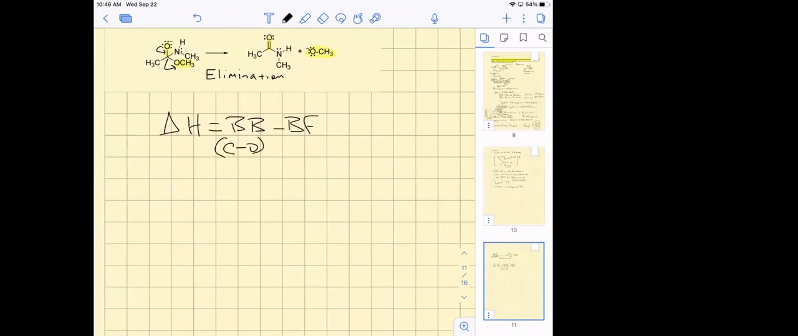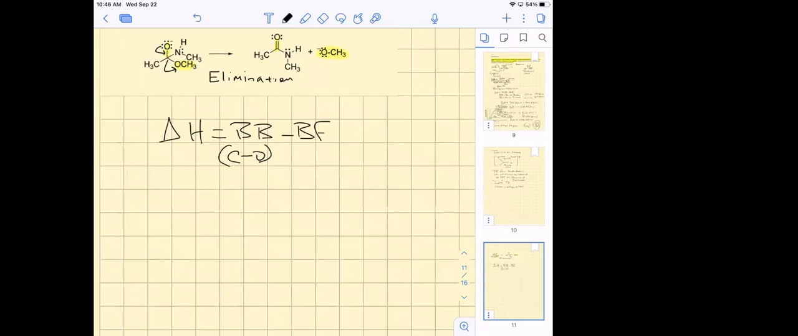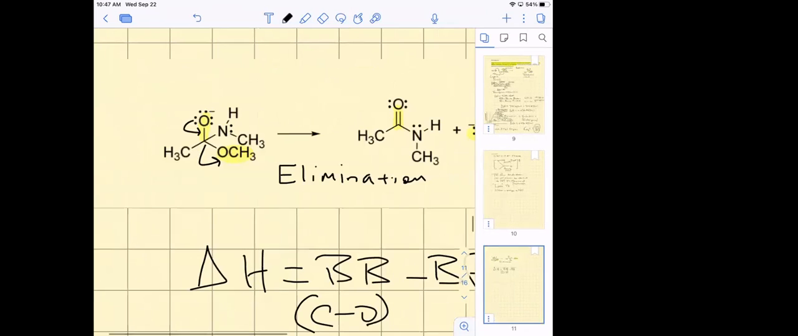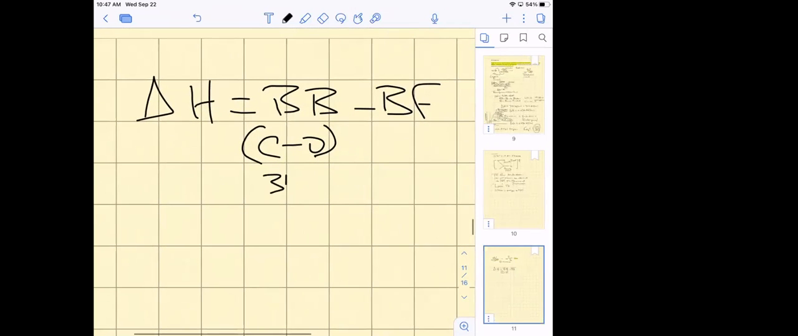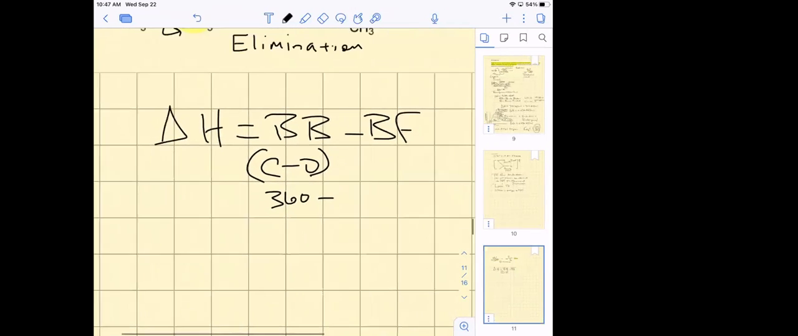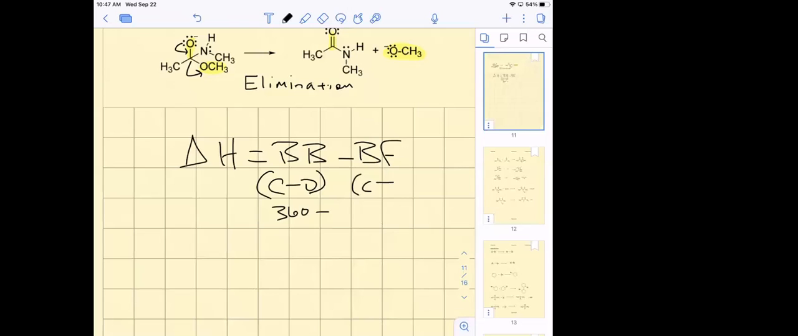Did we break a C–O sigma bond? Maybe. Right there, 360. You said 360? Yeah, I think that's right. And then we made a C–O pi bond, didn't we? Is that right? Yes. And that was what, 741?